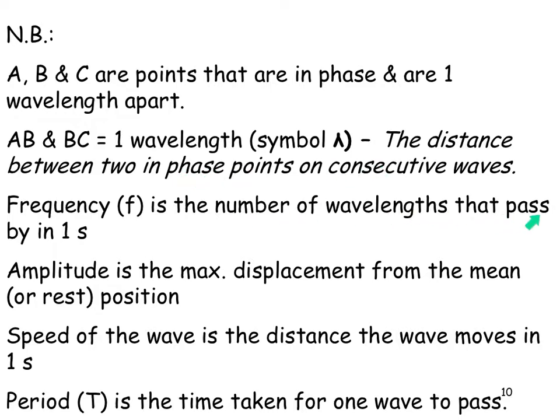Frequency is the number of wavelengths that pass in 1 second. Amplitude is the maximum displacement from the mean position. The speed of the wave is the distance that the wave moves in a certain period of time, and the period is going to be the time taken for one wave to pass. So these are all your definitions that you definitely do need to know.